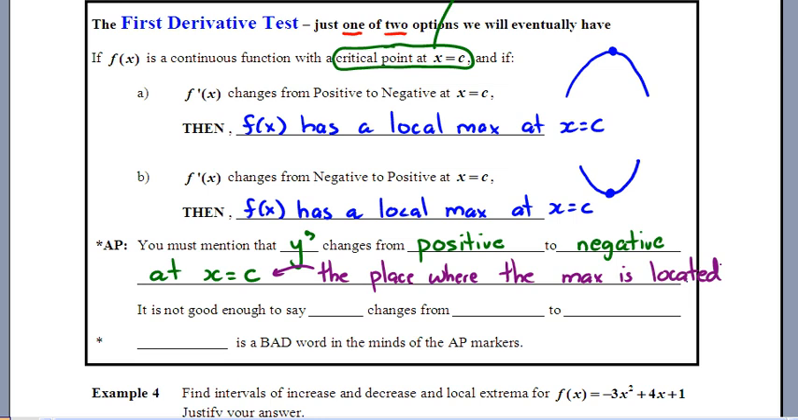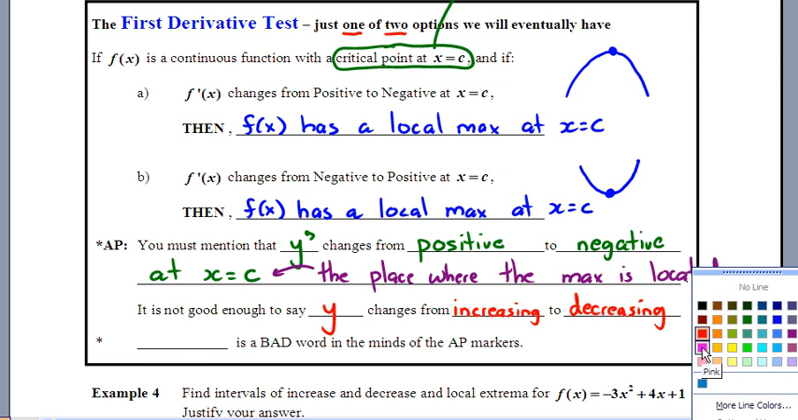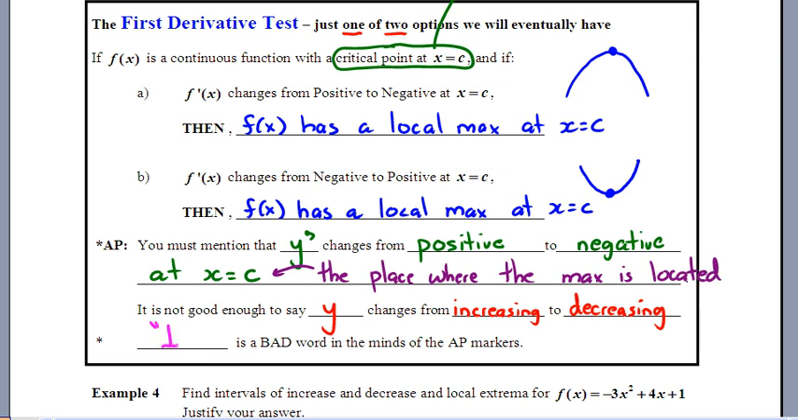The other thing that is definitely not good enough, it is not good enough to say that y, the function, changes from increasing to decreasing. Even though that's true, their reason honestly is this. This is what they've told us. Kids in grade 5 could say that. We want you to say something elegant based on what you know from your calculus. So you have to talk about the derivative and how you saw it switch sign at that x value. One last little caution. The word it is not a good word in the AP world, not on an AP calculus exam.